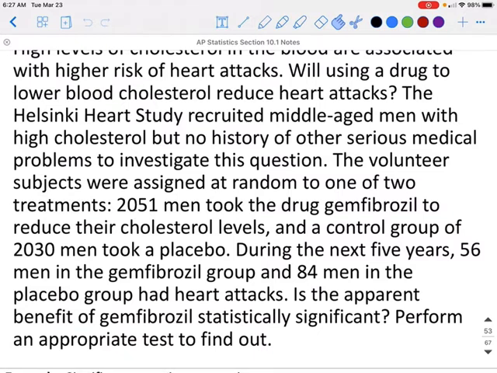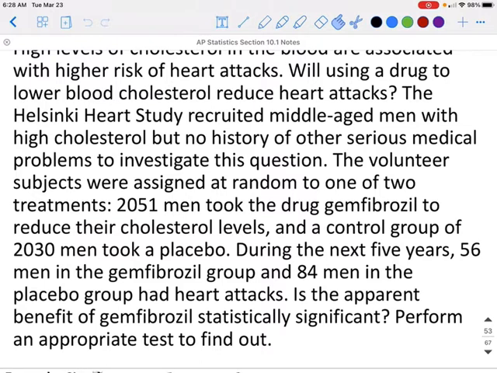2,051 men took the drug gemfibrozil to reduce their cholesterol level. A control group of 2,030 men took a placebo. During the next 5 years, 56 men in the medication group and 84 men in the placebo group had heart attacks. Is the apparent benefit of the medicine statistically significant? Perform an appropriate test to find out.